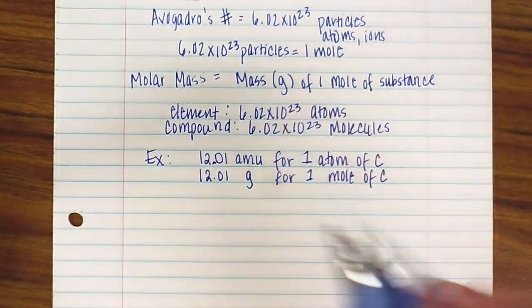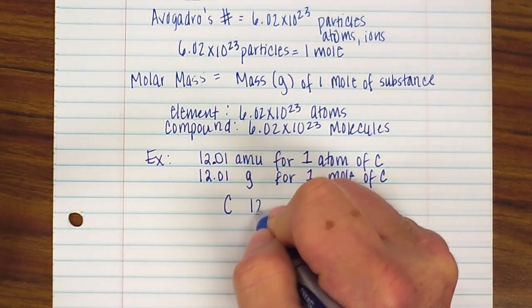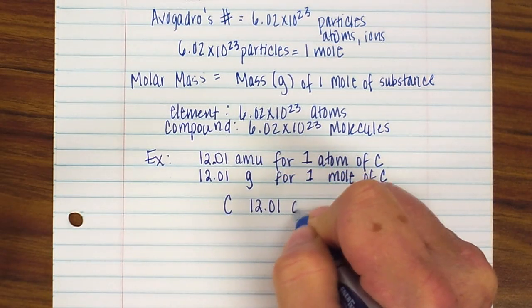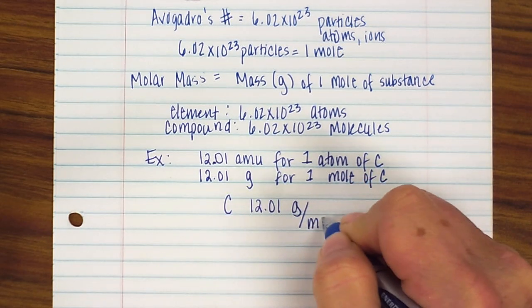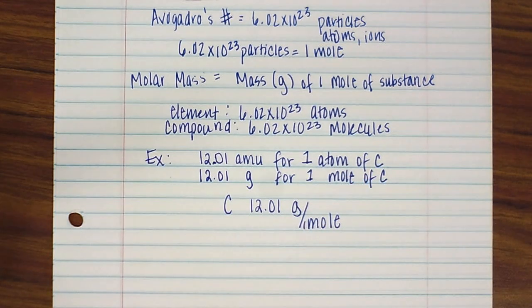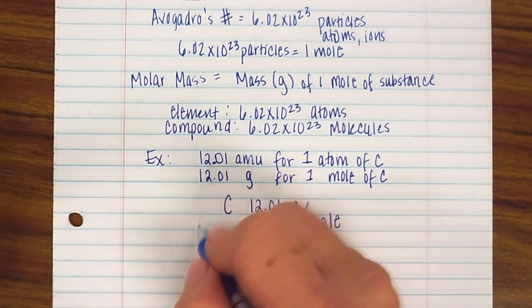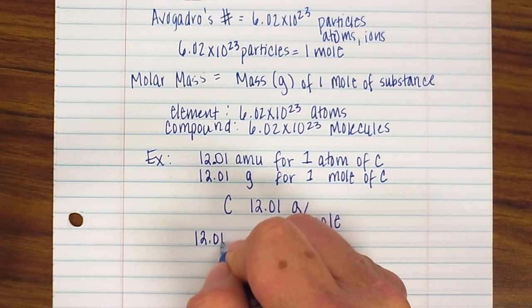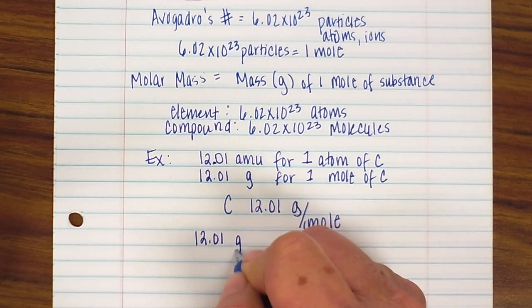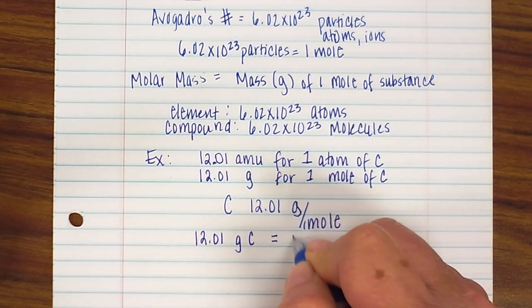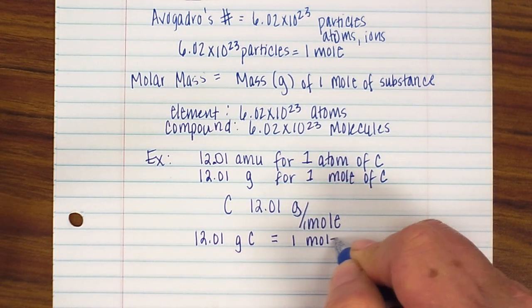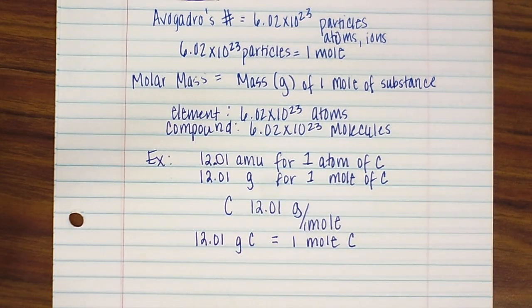So in other words, carbon is 12.01 grams per 1 mole, right? Remember at the beginning of the year, we were setting up conversions. 12.01 grams of carbon is equal to 1 mole of carbon. And there's your conversion. We would take that conversion and say that is the top and the bottom of one of those boxes in a conversion. And we're going to be doing more conversions today.